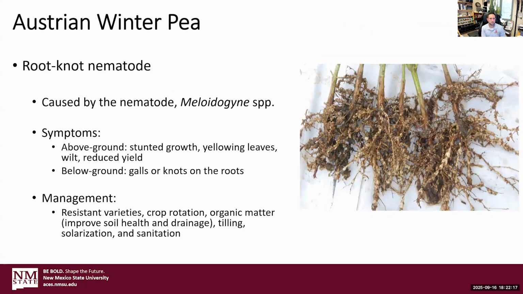The next one is root knot nematode, caused by the nematode Meloidogyne. Some of the symptoms above ground: you can get stunted growth, yellowing of the leaves, as well as reduced yields. Below ground, if you pull up your winter pea plants, you can see these galls or knots that are developed on the roots from those adult nematodes. For management: resistant varieties, crop rotation, improving soil health and drainage, so adding organic matter, as well as tilling and sanitation as well.